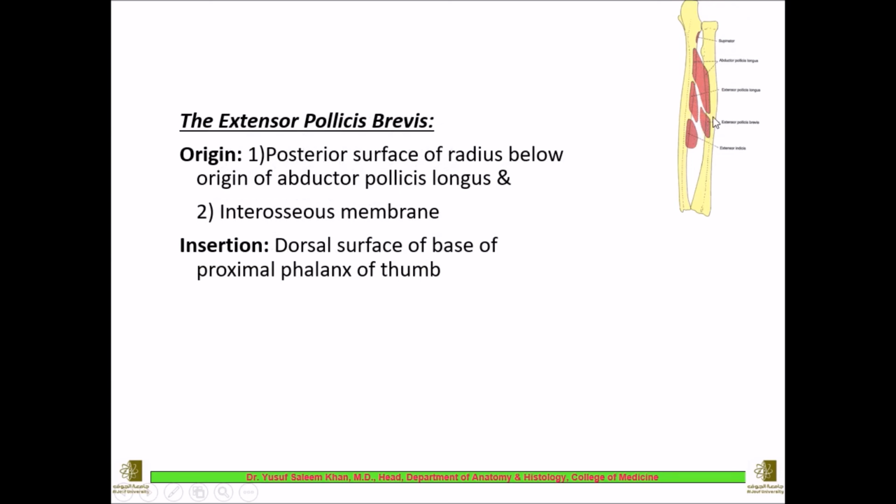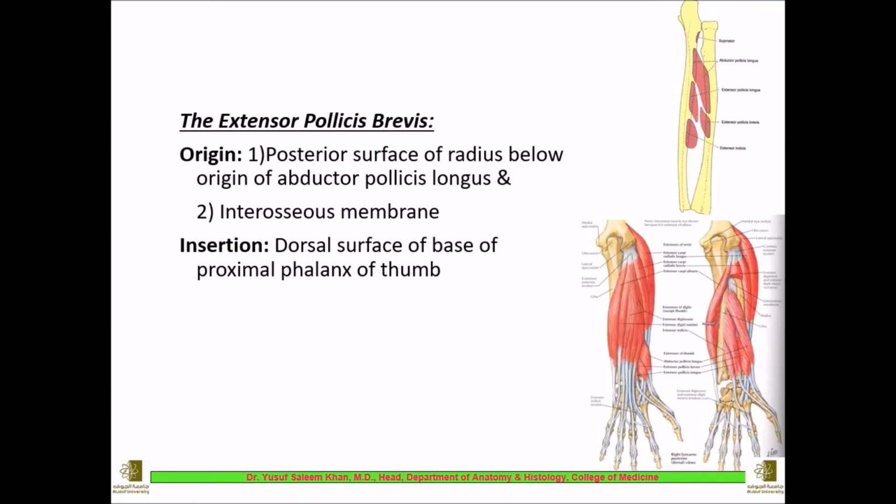It will be taking origin from the posterior surface of the radius below the origin of the abductor pollicis longus as well as the interosseous membrane, not from the ulna, only from the radius as well as the interosseous membrane dorsal surface. And the insertion of this muscle is on the dorsal surface of the base of the proximal phalanx of the thumb. In the thumb, as you know, there are only two phalanges, the proximal and the distal. So this muscle will go and get inserted to the base of the proximal phalanx of the thumb.